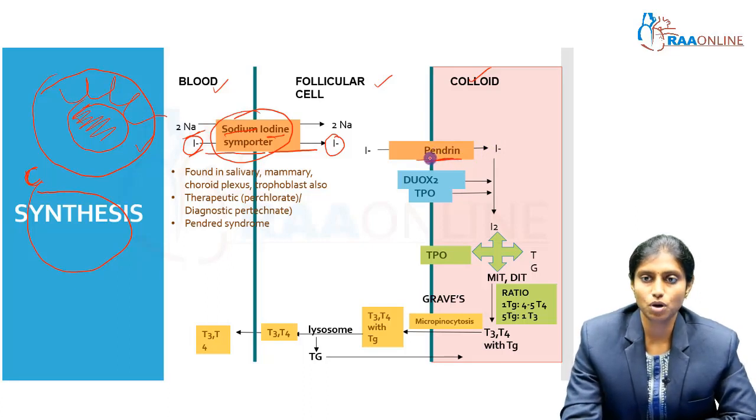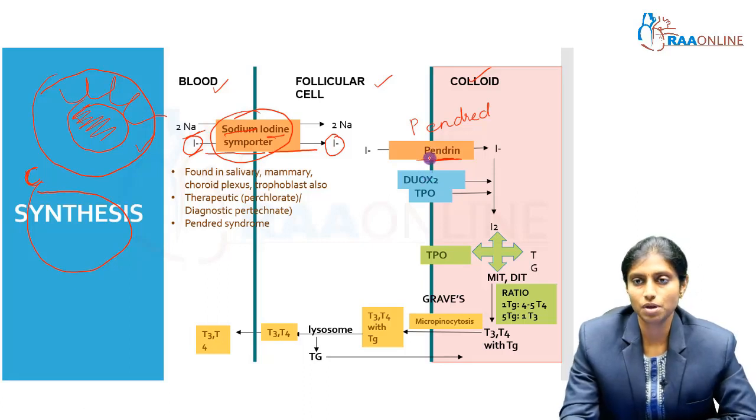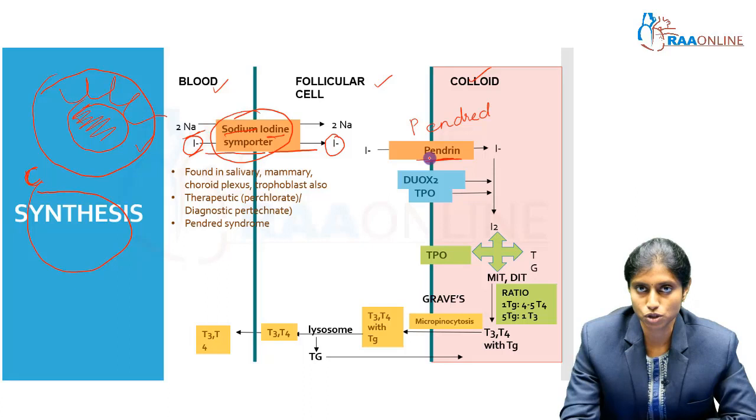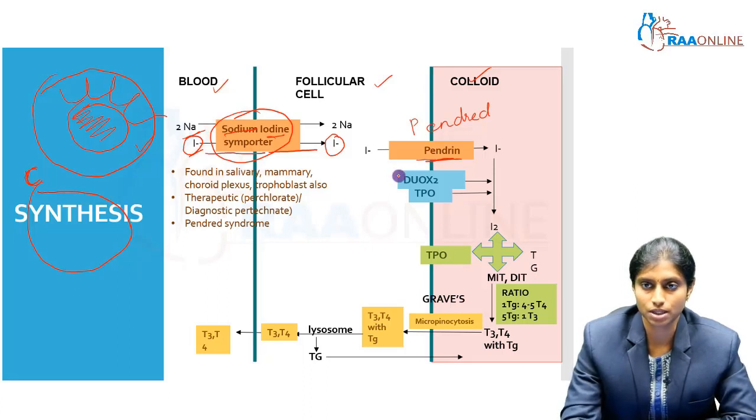This pendrin is important in that it is also found in the ear. So there is a syndrome called Pendred syndrome. In this Pendred syndrome, people have goiter, thyroid deficiency, and also they have hearing deficit in the form of deafness. Some minimal vestibular balance disturbances will also be seen, but it is not very obvious.